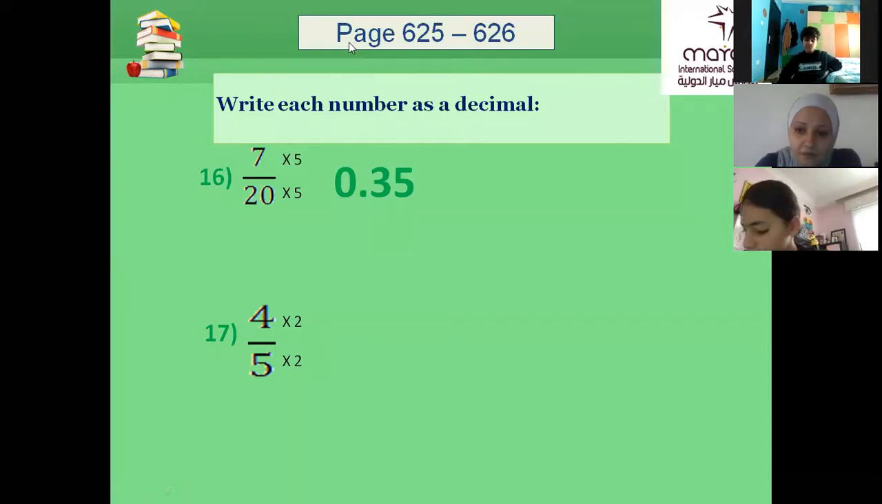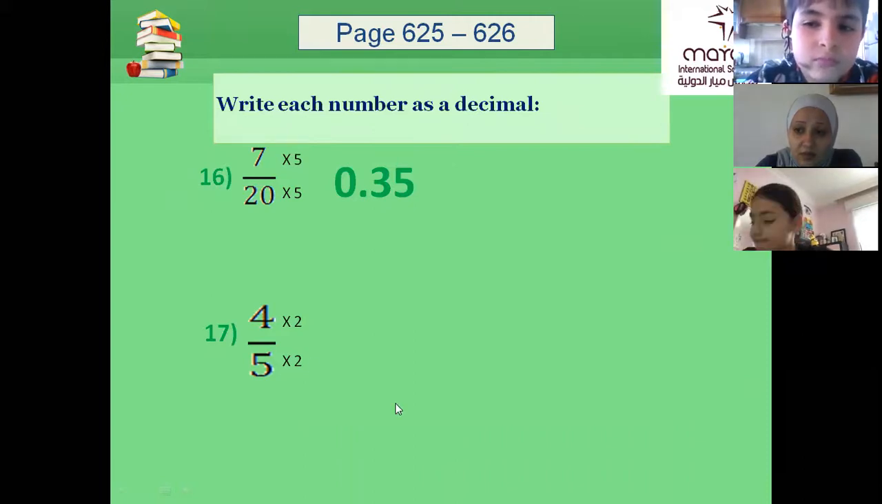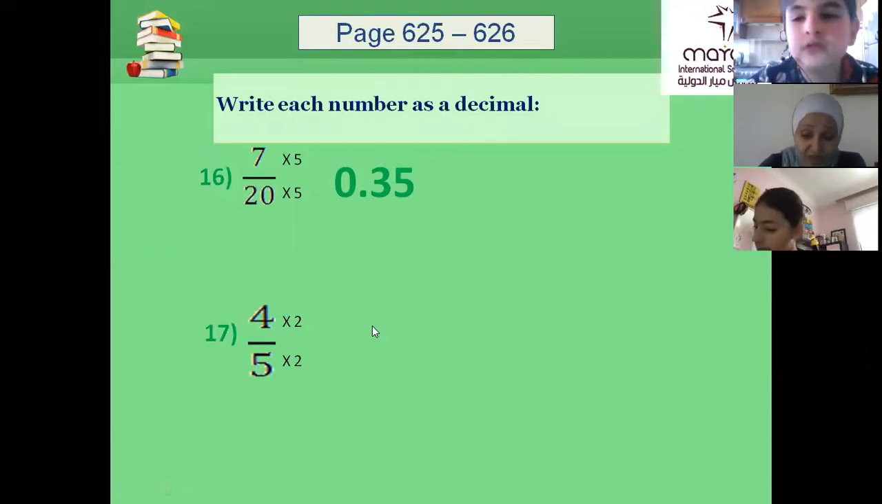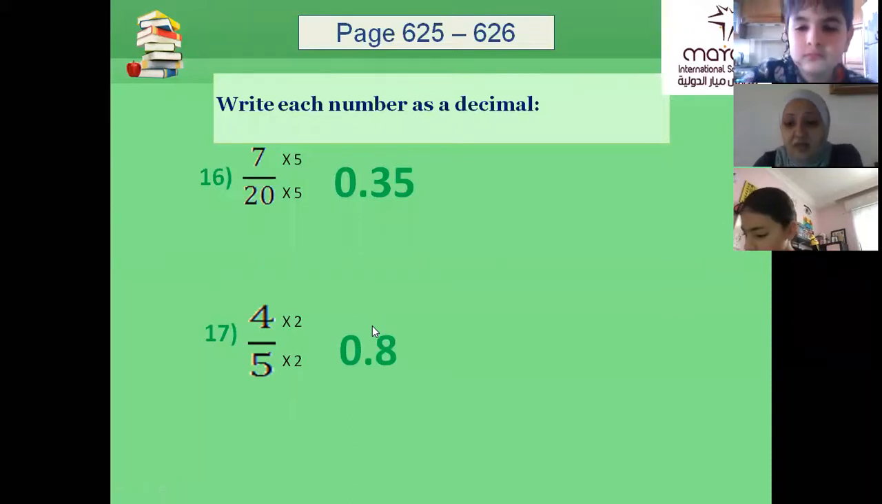Awesome. This one, how do we write it as a decimal? We multiply 5 by 2 to get 10. 4 times 2. So what is it? 8 out of 10. Excellent. As a decimal, 8 tenths. Excellent, awesome. Thank you so much.